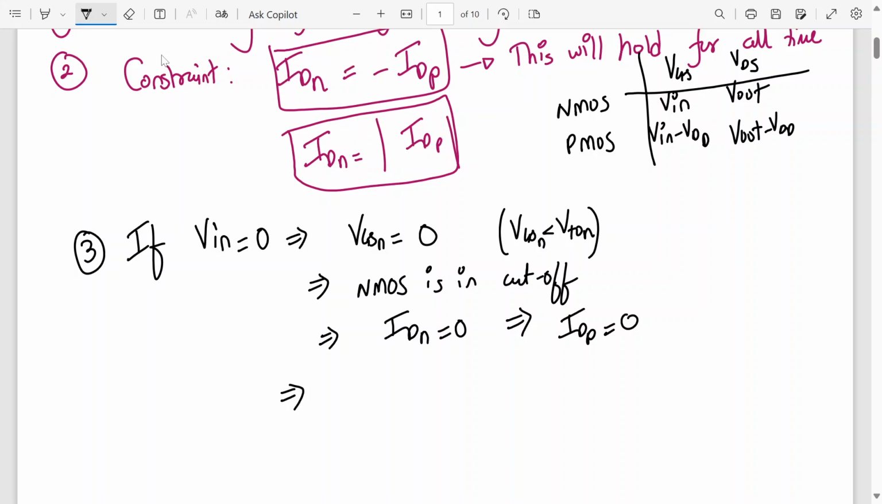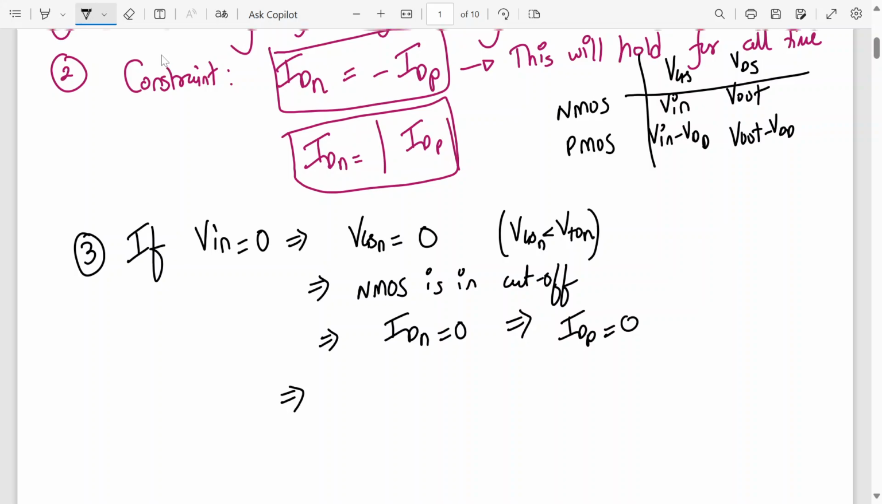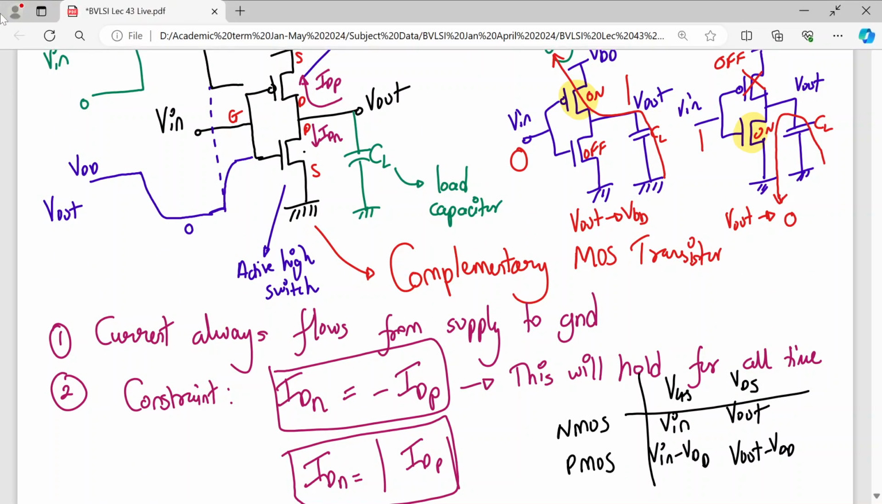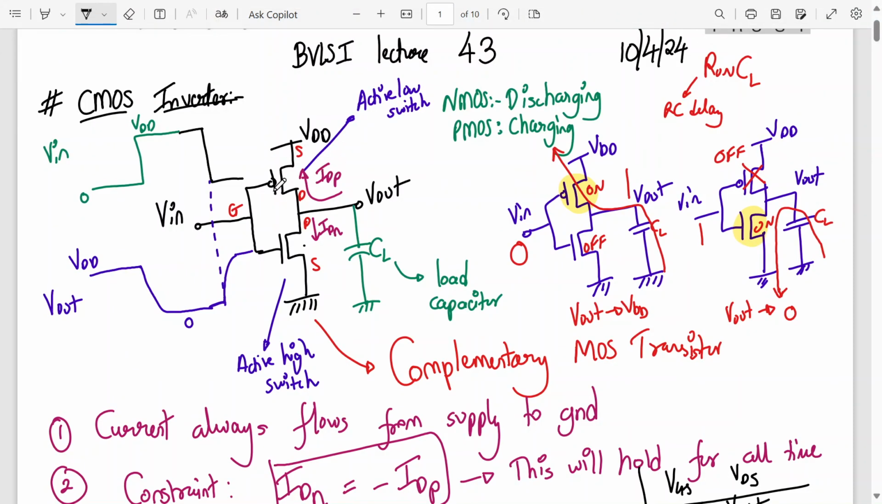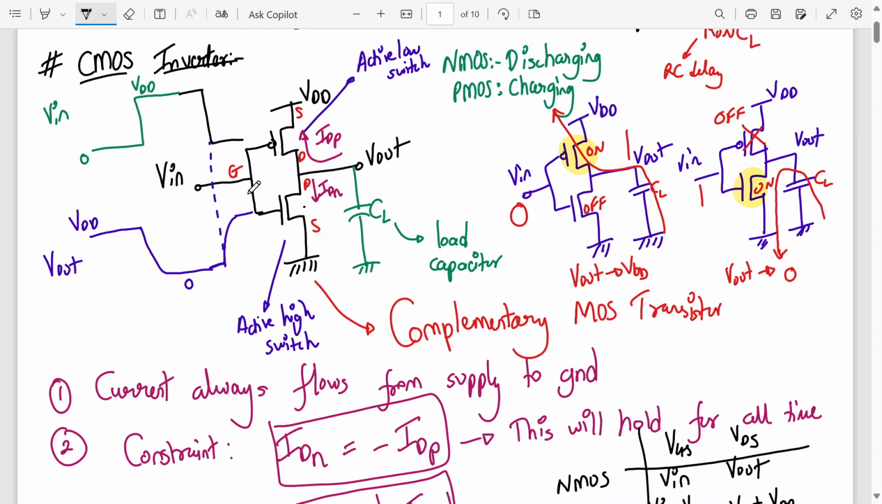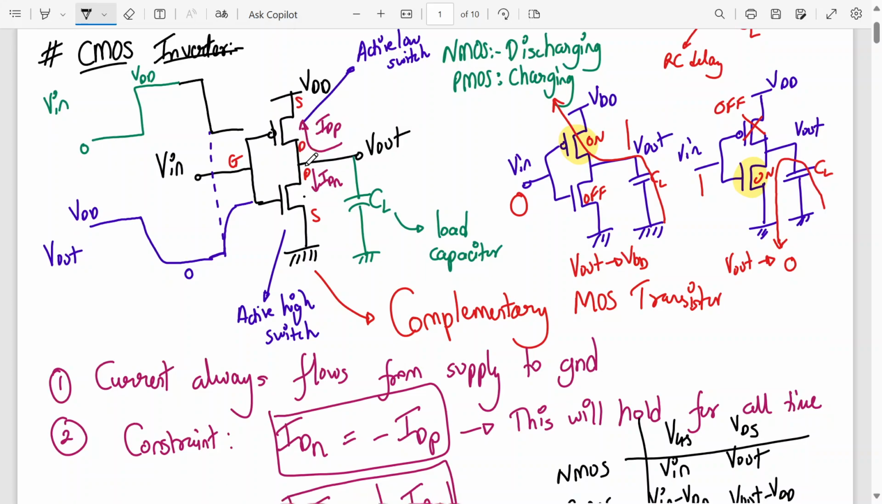IDP is 0 when it is. So this will impose some condition on VDS of my PMOS device, that it has to adjust the VDS voltage accordingly. So what should be the VDS voltage? If ID is 0, then VDS should be 0, right?